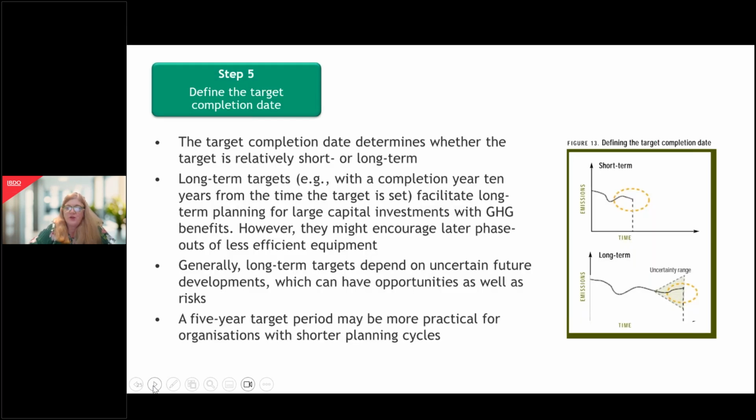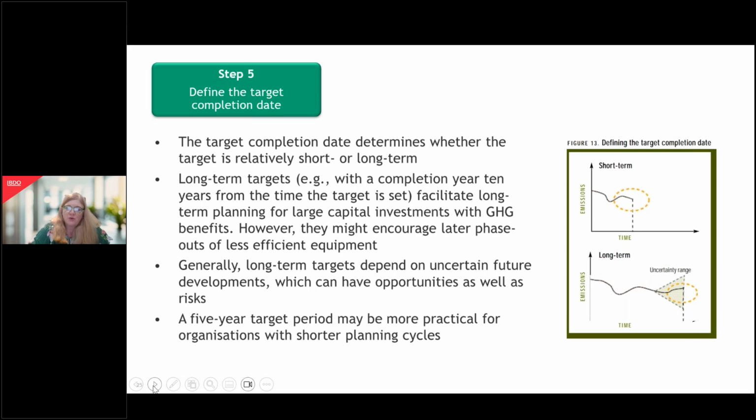In step 5, we look at defining the target completion date. So the target completion date determines whether your target is relatively short-term or longer term. Long-term targets facilitate long-term planning for large-scale capital investments with greenhouse gas benefits. However, they might encourage later phase outs of less efficient equipment. So if you focus on a longer term target, it might delay your decarbonisation activities because people say, oh, we've got a longer time to get there.